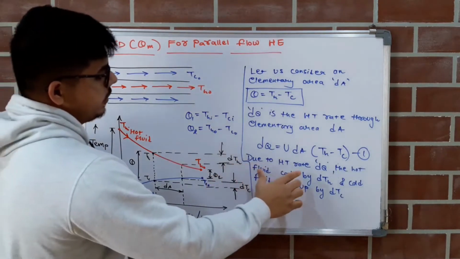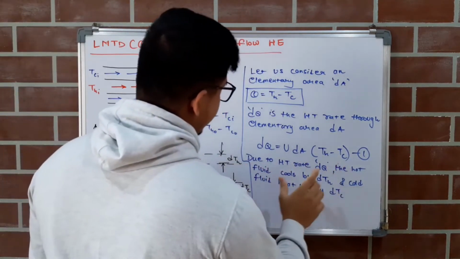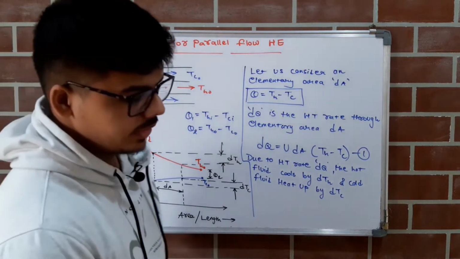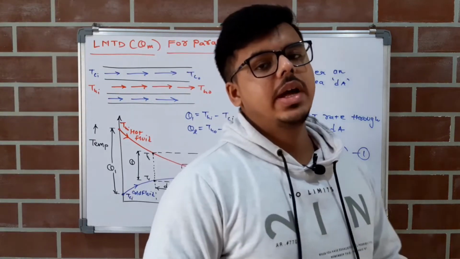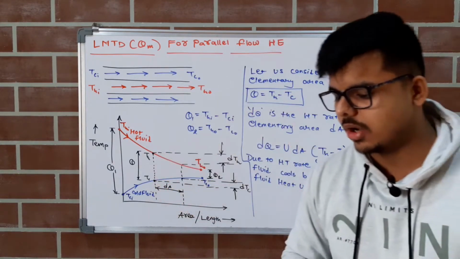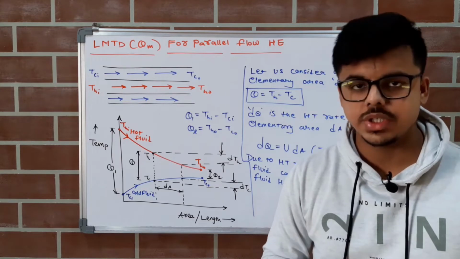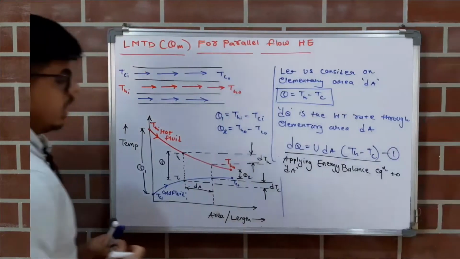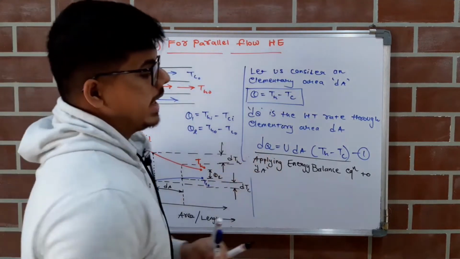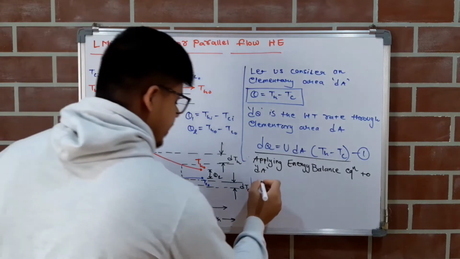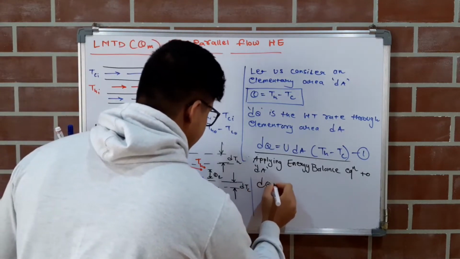So due to heat transfer rate dq, the hot fluid cools by dTh and the cold fluid heats up by dTc, right? So now we will apply the energy balance equation for the elementary part. The energy balance equation was also discussed in the previous part, so now I directly apply that equation. Applying the energy balance equation to elementary area dA, we will get what? That dq is equal to what?